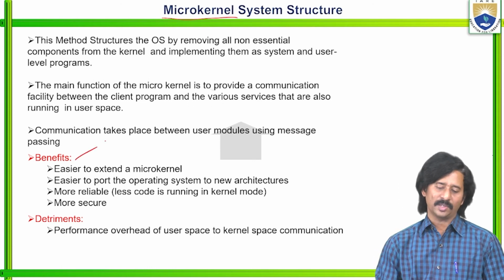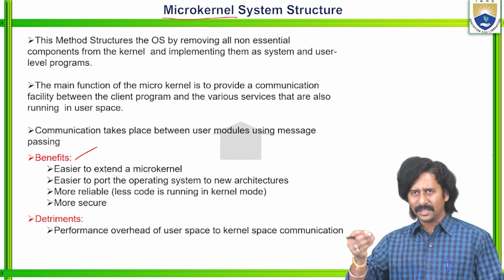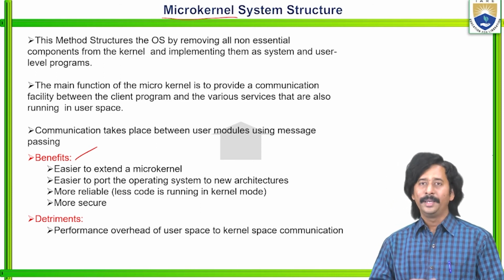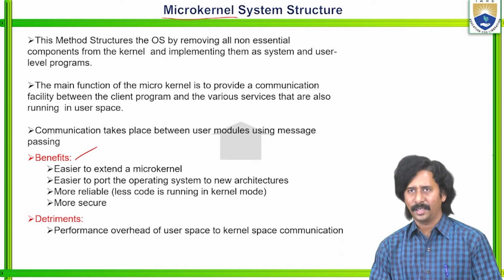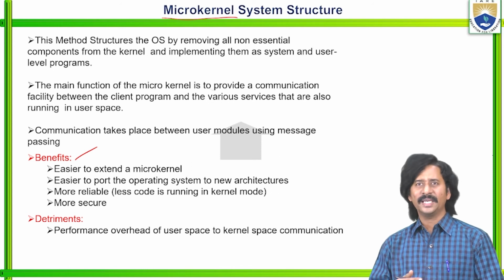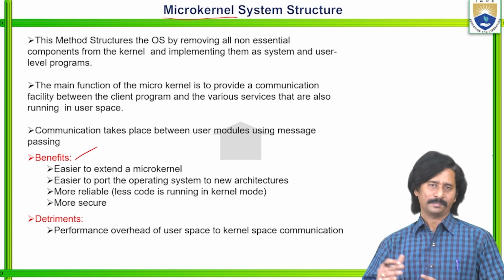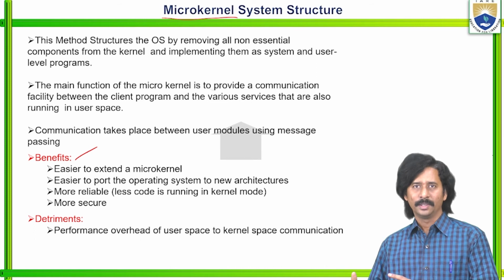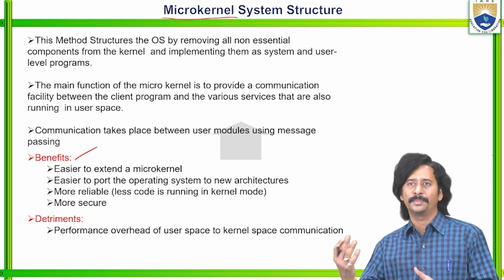So what are the advantages or benefits of the microkernel system structure? First, it is easier to extend a microkernel. Then it is easier to port the operating system to new architectures. We know there are different chip level architectures, like microprocessor 8085, 8086. Whatever operating system I have at present, if the motherboards we are using are advanced, then my operating system easily communicates with that board. That is what we call porting the operating system to new architectures.